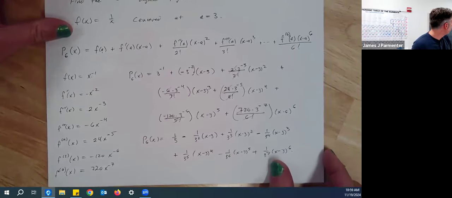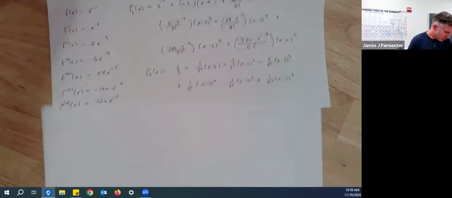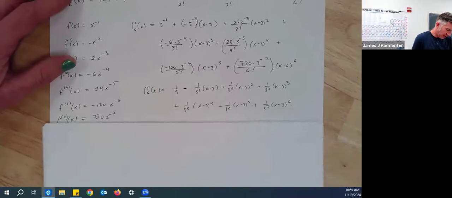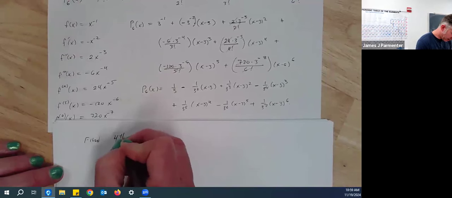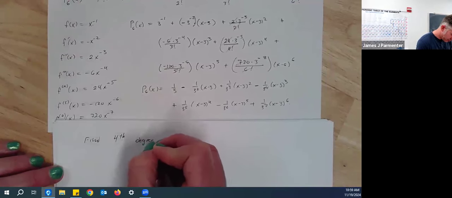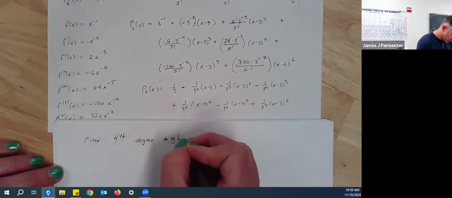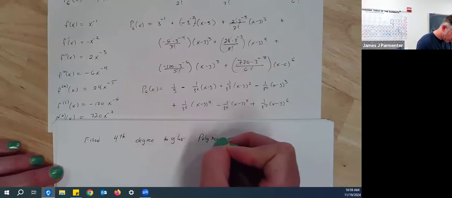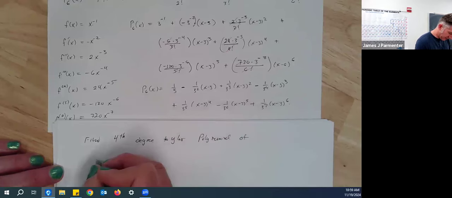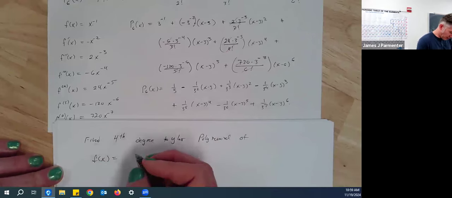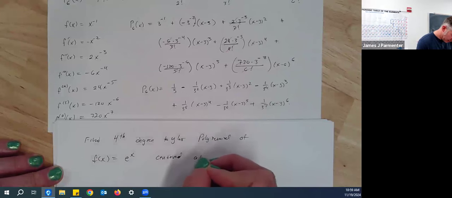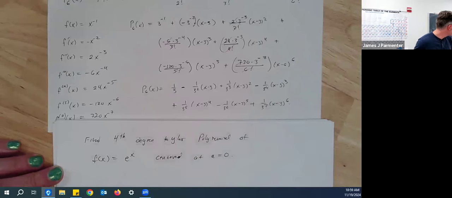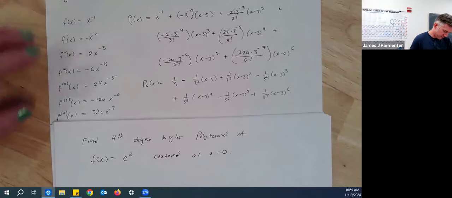For example, you all should write out the 4th degree Taylor polynomial of f of x equal to, I'll make it super nice, e to the x centered at a equal to 0. So go ahead and do that.